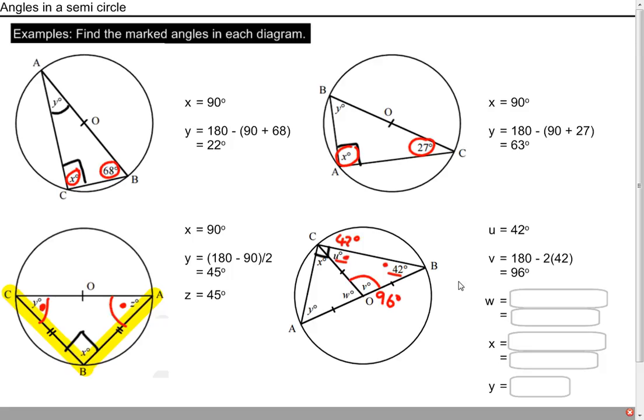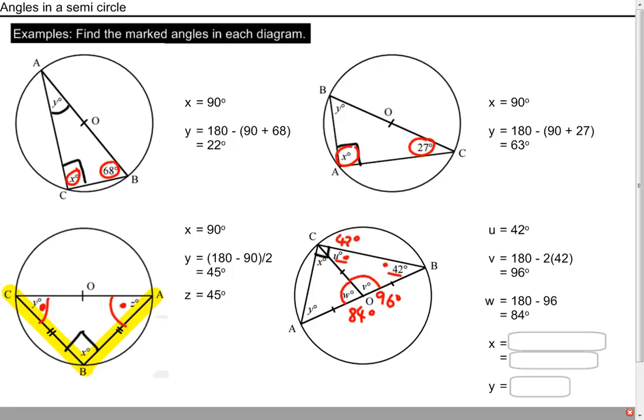Looking at w, again, the fact that this is through the centre, I've got a diameter here. Straight line, the angles in a straight line add up to 180. So taking the 96 away from 180 will tell me what this angle here is. It gives me an answer of 84 degrees.